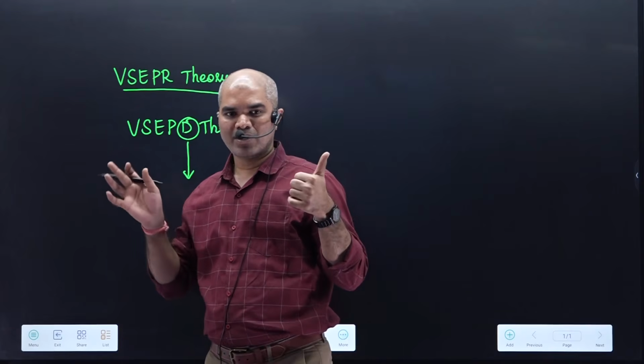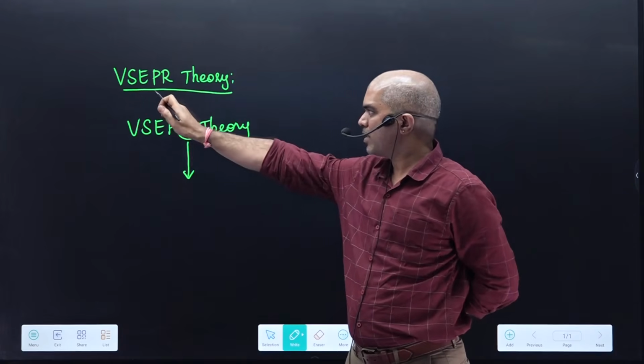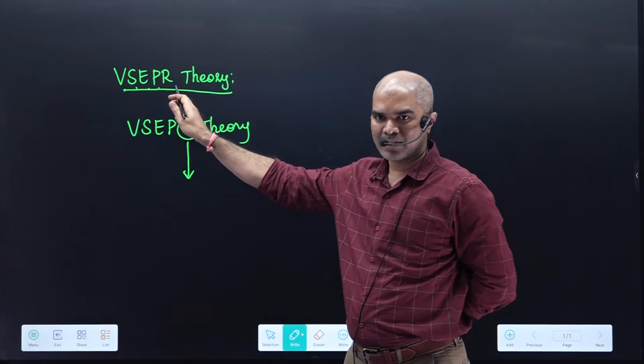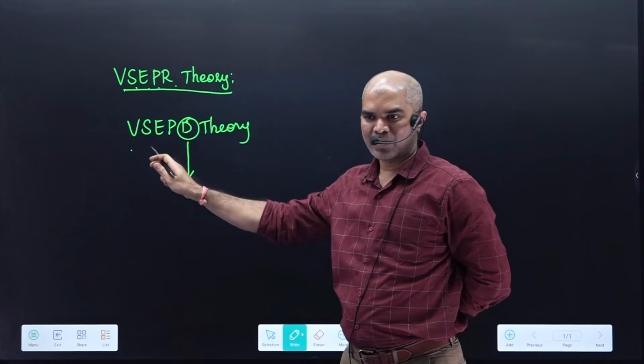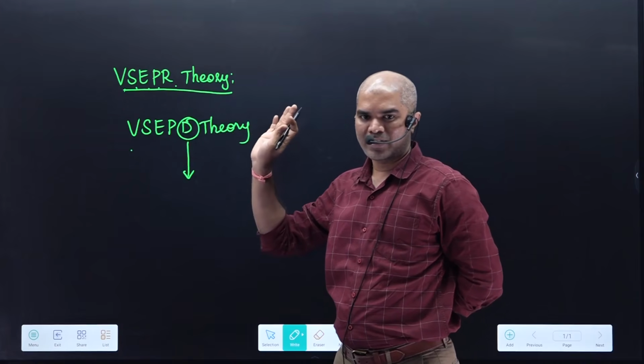So which electrons undergo repulsions? Valence shell electrons undergo repulsions. That is what the theory says. Valence shell electron pair repulsion theory, or valence shell electron pair domain theory. That is VSEPR theory.